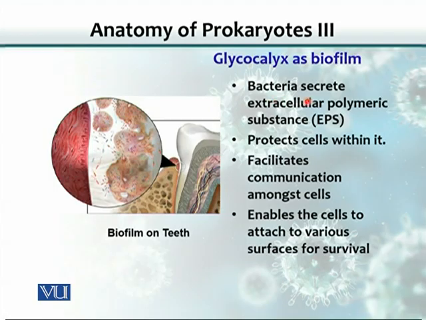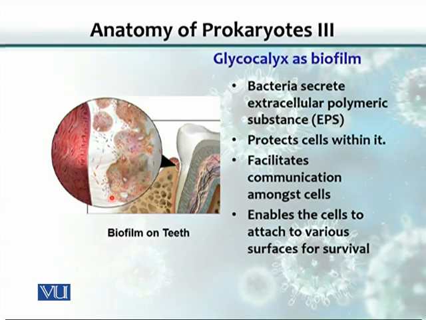Other than that, when it is making biofilm, it also secretes extracellular polymeric substances, and they protect the cells. The cells make a colony, and all the cells are then protected by this biofilm. It is very difficult to remove that bacterium if it makes a biofilm in the body after the infection. It's very difficult to treat such infections. So this glycocalyx can help the bacteria to attach to various surfaces for survival.